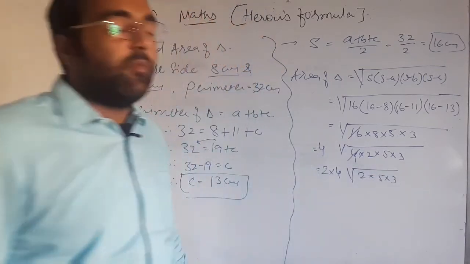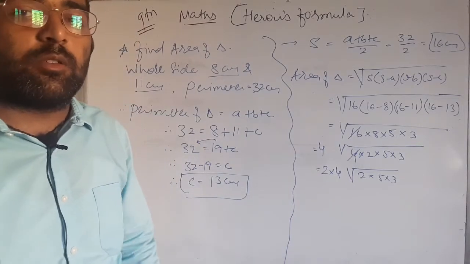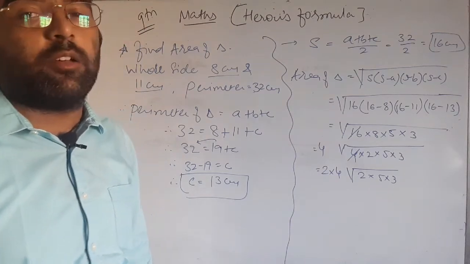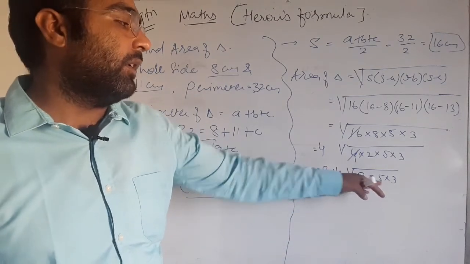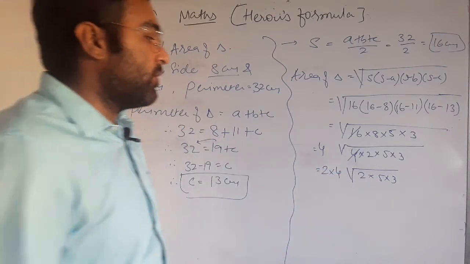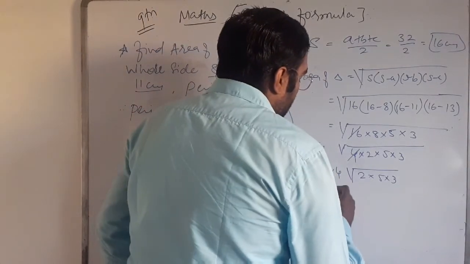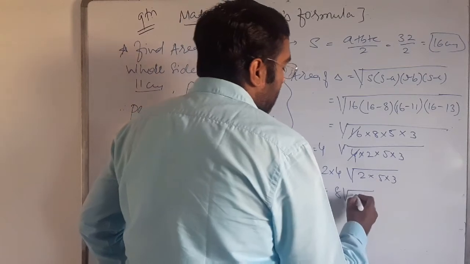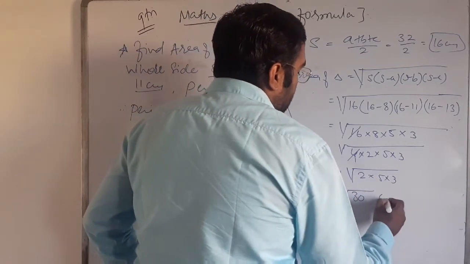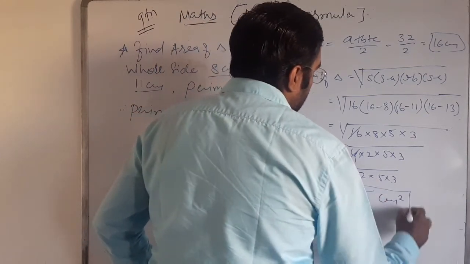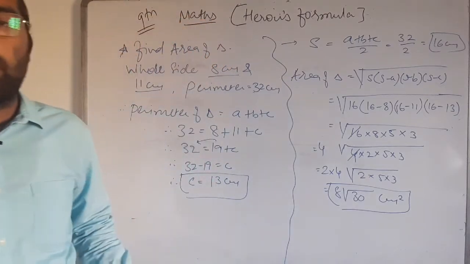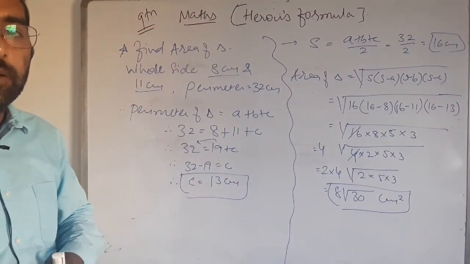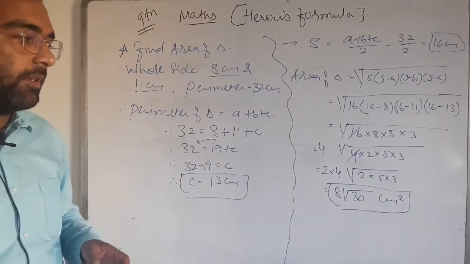We need pairs of numbers to take out of the root. Here there is no pair among 5, 3 or 2, so we write them as they are. 4 twos are 8, and under the square root, 5 twos are 10, 3 tens are 30. So 8 root 30 centimeter square is your answer. 8 root 30 centimeter square. Okay, clear? Note this down fast.